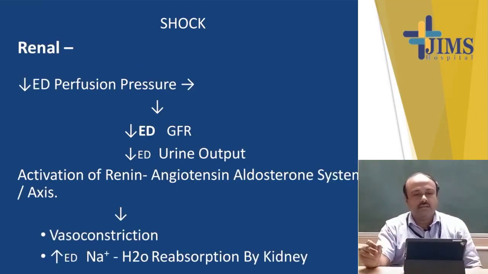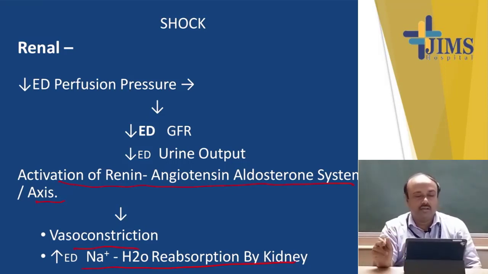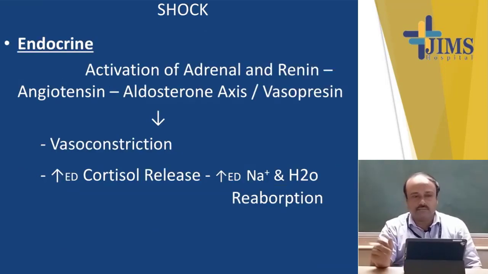As far as the renal changes are concerned, the decreased perfusion pressure leads to decreased GFR, that is the glomerular filtration rate, and there is decreased urine output and resultant activation of the renin-angiotensin-aldosterone system or axis. This leads to vasoconstriction and increased reabsorption of sodium ion and H2O, that is water, by the kidney. These are the two effects as a result of activation of the renin-angiotensin-aldosterone axis or system.